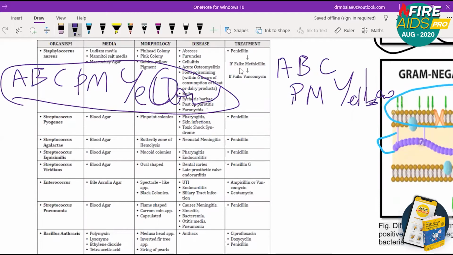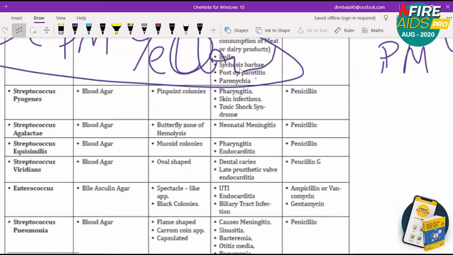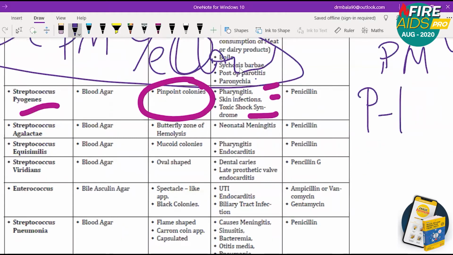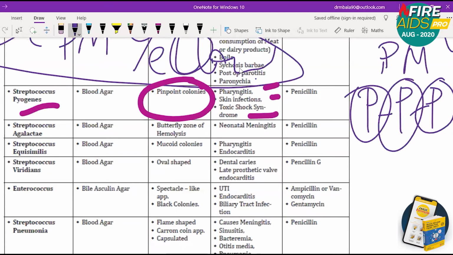Now going to the next one, Streptococcus pyogenes. Streptococcus pyogenes means you must remember blood agar, pinpoint colonies, pharyngitis, skin infection, toxic shock syndrome. One point I want you to remember is P, P, P. P is for pyogenes, P is for pinpoint colony, P is for pharyngitis.